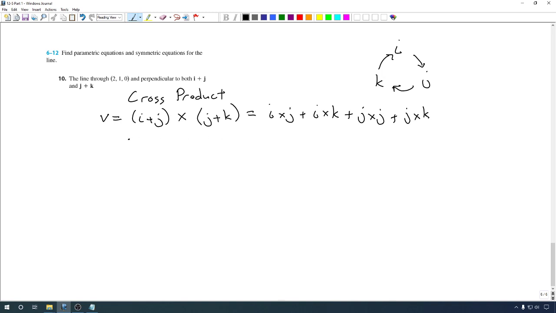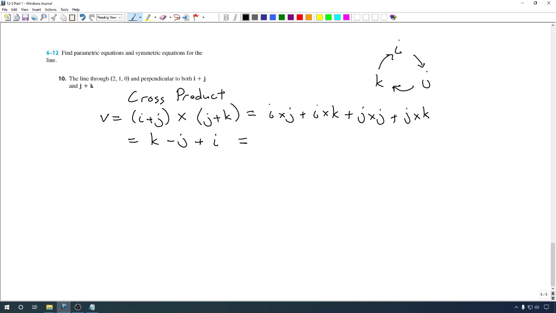Now what are those? Well, i crossed with j, we follow the arrows to go to j, which means we end up at k. Then we have i to k, but now we're going against the arrows, so we end up at j, but a negative j. j crossed with j, well, a vector crossed with itself is always 0, so that one just goes away. And then j crossed with k, well, j to k, we're following the arrows to i, so we get a positive i.